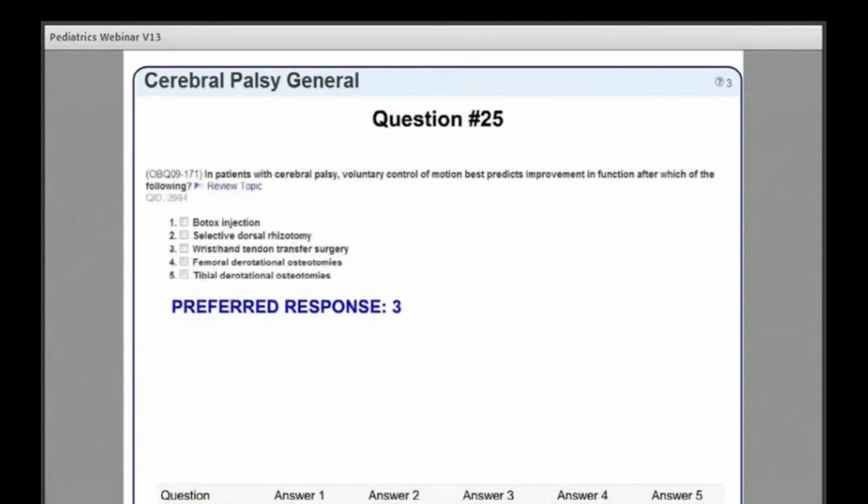So getting back to the question, knowing that, we see that the correct response is answer number 3, that the child who has voluntary control is amenable to surgery and tendon transfer of the wrist and hand, and their prognosis is good, and their chances for a good outcome are quite good as well.